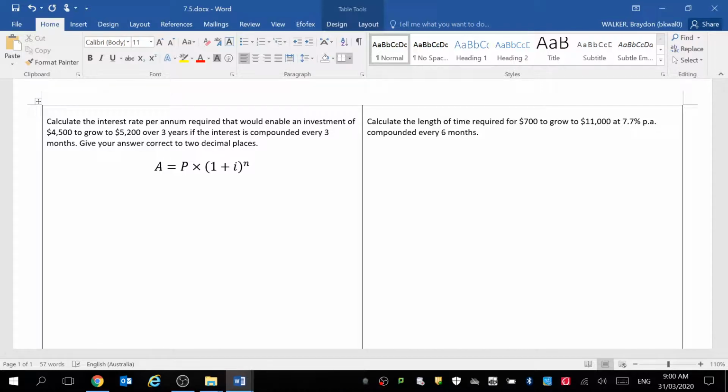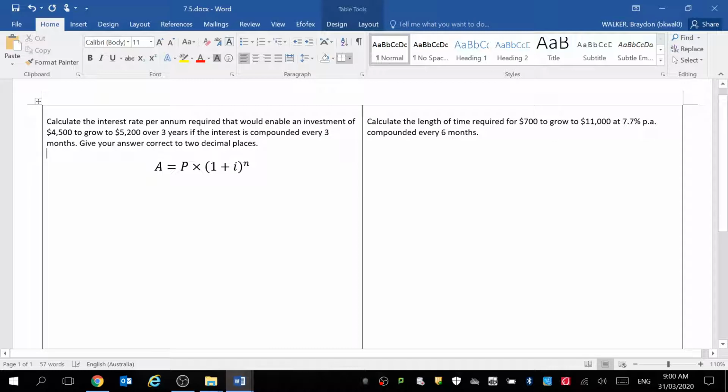Okay, guys, we're here for chapter 7.5, and today what we're going to be looking at are the two worked examples. Now, I can't remember if I've edited these from the worked examples just to make them a little bit different, but either way, I'm just going to go through these two questions here. To start with, we've got the first question.